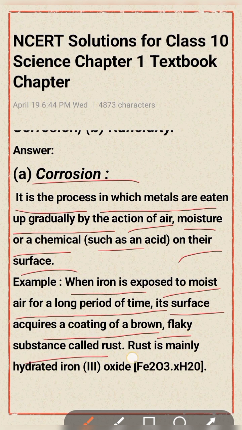Rust is mainly hydrated iron oxide, that is, iron valency 3, Fe2O3·xH2O. x is a variable number.